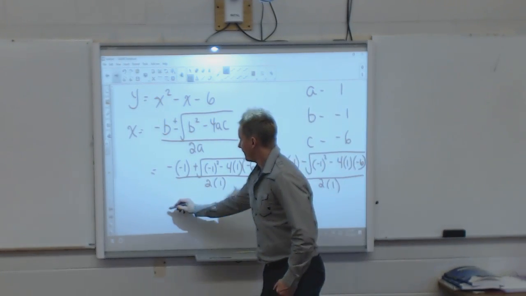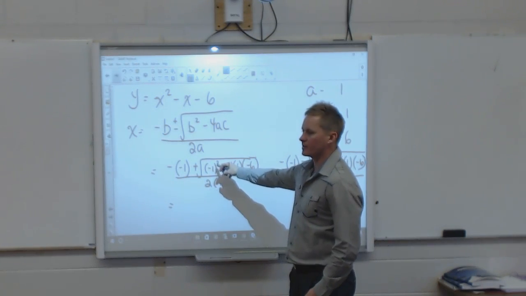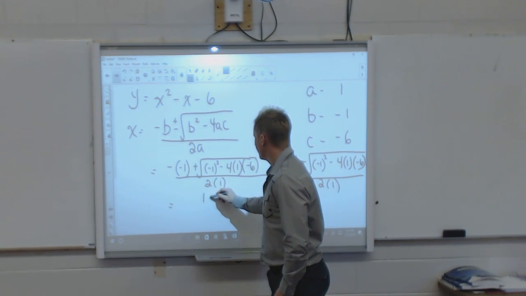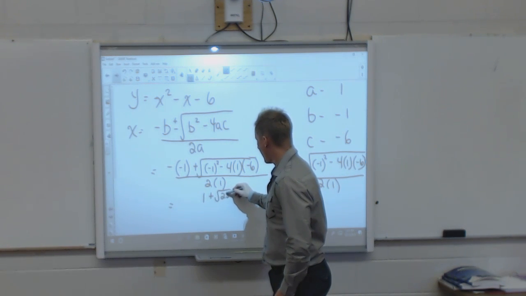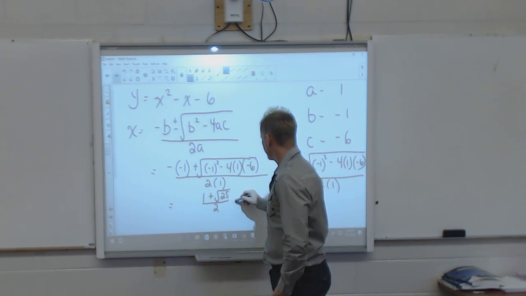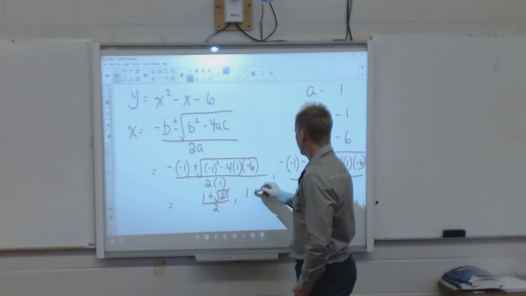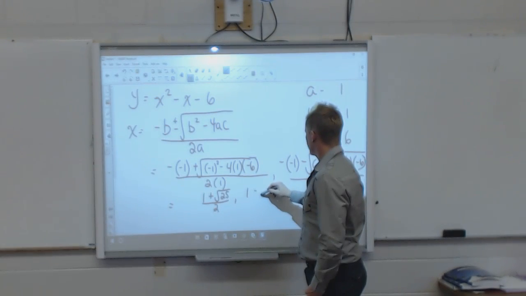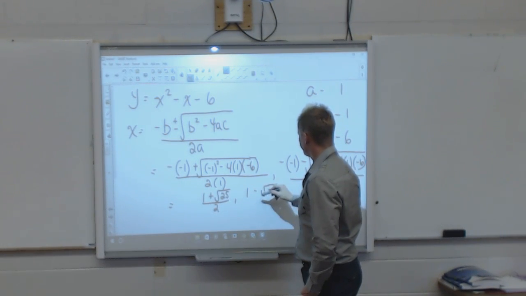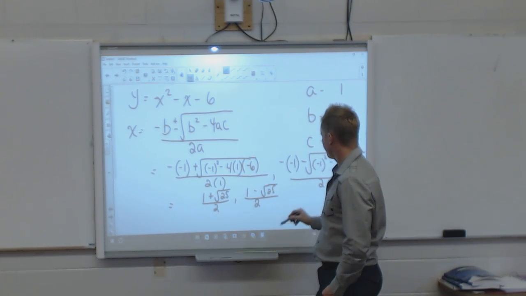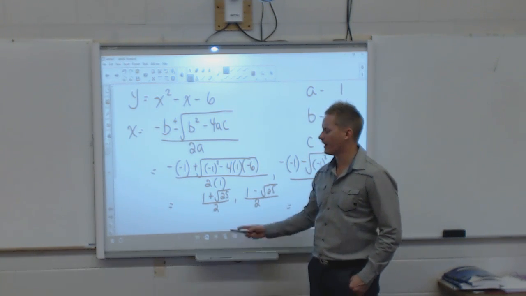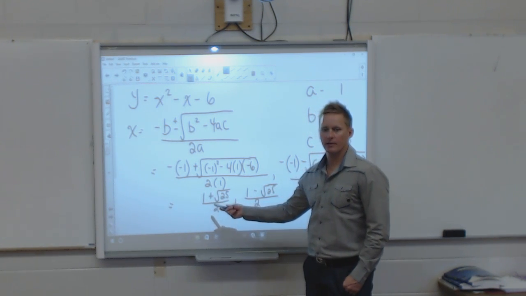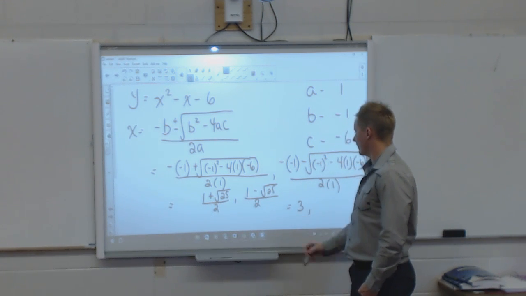Okay, so now I'm going to solve it. -1 squared is 1. This is minus 24. So I've got 1 plus the square root of 25, over 2. And over here I have 1 minus the square root of 25, over 2. What's the square root of 25? 5. 5 and 1 make? 6. 6 over 2 is? 3. So there's the first one.